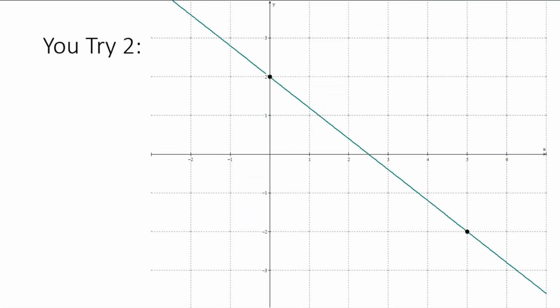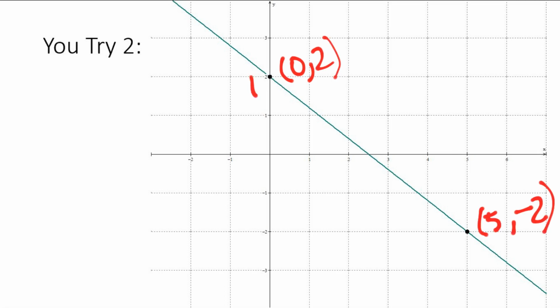Good stuff. Here's one for you to try. Go ahead and pause the video and try it out on your own. Now that you've had a chance to do that, I picked 2 points for you because they're kind of hard to see. Here we go. This is the point 0 in our x, 2 in our y direction. And this is the point, looks like 5 in our x, and negative 2 in our y direction. Okay, I'm going to make this point number 1 up here. I'll make this point number 2 down here.